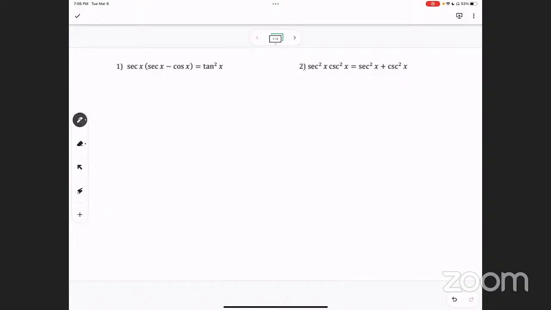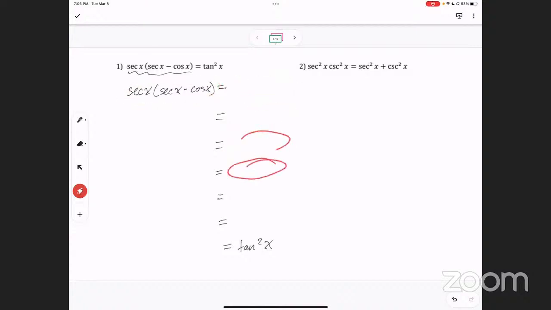Here's what I do. I write the left side or the right side, whichever one. I start with one side. And then I write equals, and then I keep writing equals down the page. And then at the bottom of the page, I write what I want the other side to look like. Does that make sense? So I'm basically just working with the left side and changing it step by step until I get the right side, and then I'm done. That's how I prefer to do it.